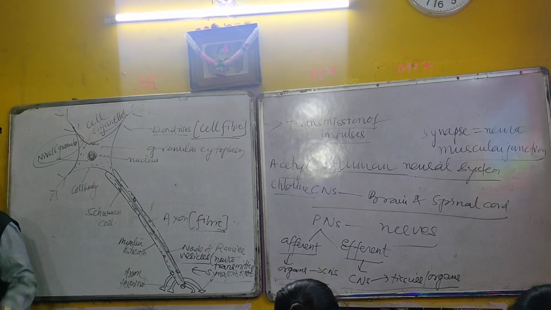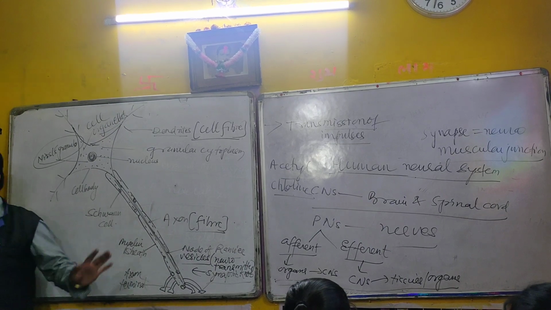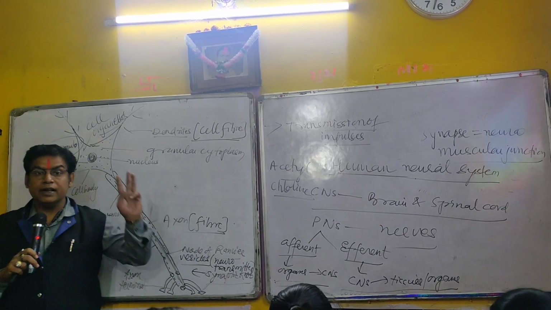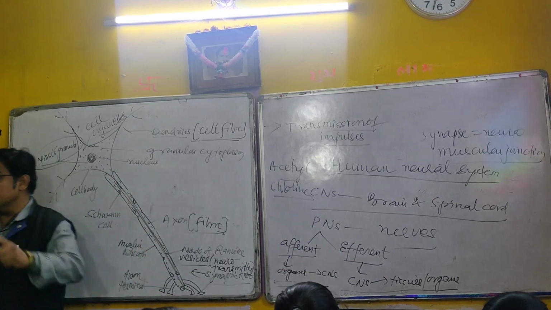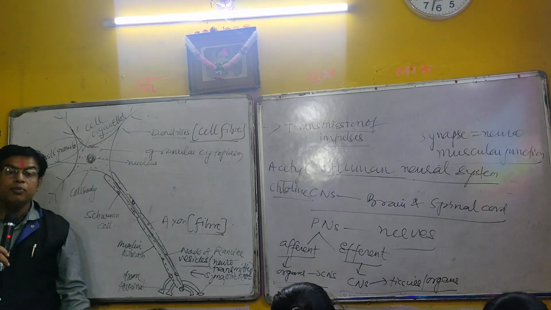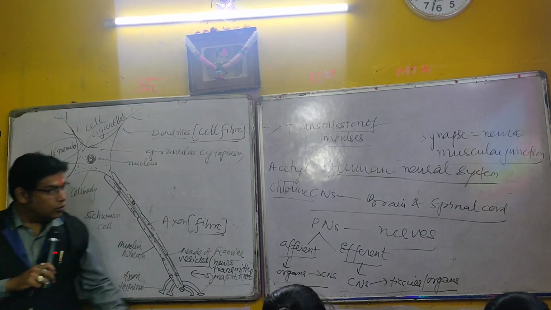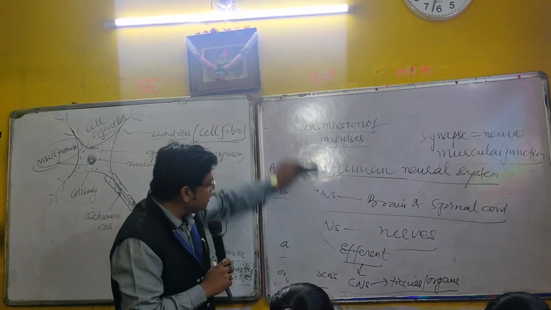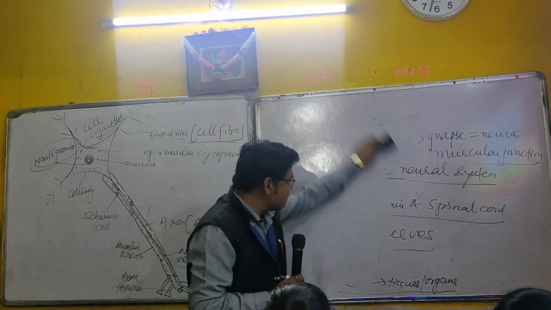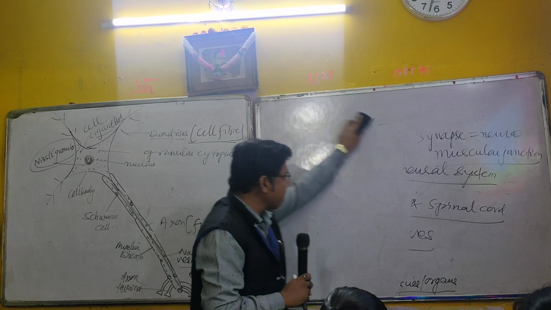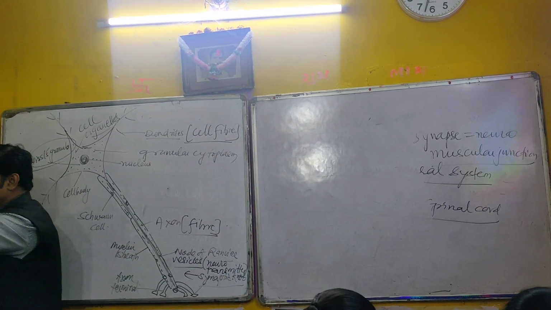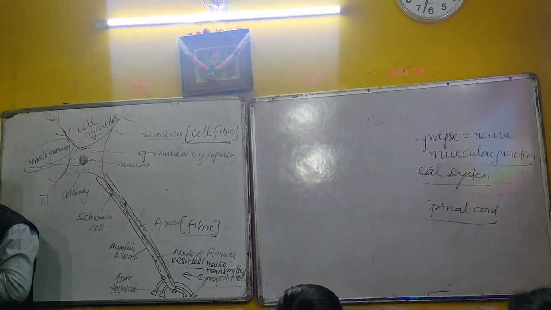After this, we will see that neurons are divided into three types. Now let us see what these three types are. All the neurons are divided into three types. The first one is the multipolar neuron.